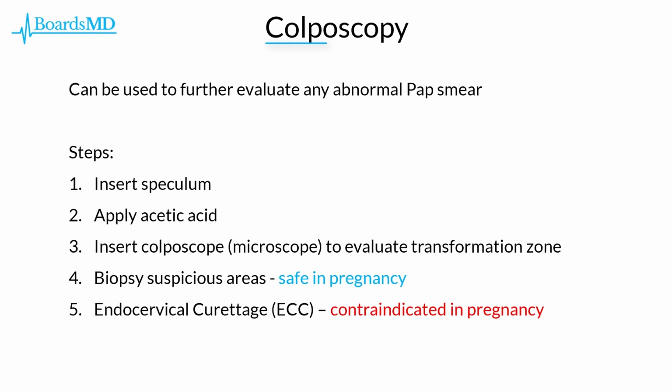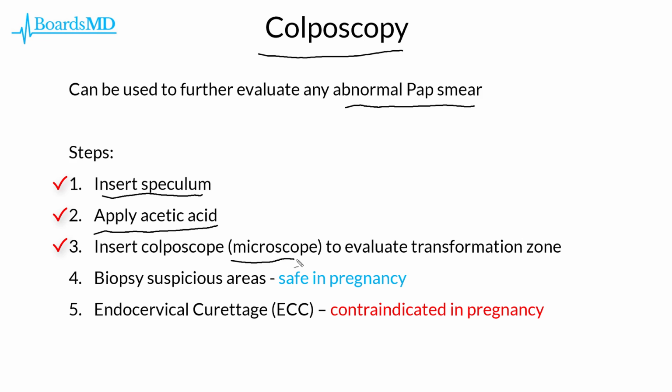Next up, we have colposcopy, which can be used to further evaluate any pap smear that is deemed to be abnormal. There are typically 5 steps that are involved during colposcopy. First, we insert a speculum, and next we apply acetic acid to the region, particularly the transformation zone between the cervix and vagina. We then insert a colposcope, which is really just a fancy microscope, to evaluate the transformation zone.